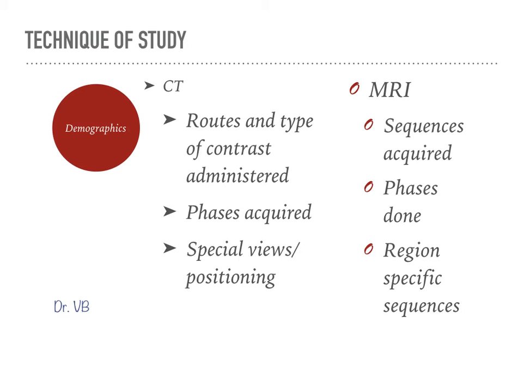As far as the MRIs are concerned, you need to document the sequences that you're taking and the phases that you have acquired. If you're doing, for example, a study of the pituitary, and you in fact also did a screening of the brain, it might be better to specify the sequences that you've done separately for the pituitary and for the screening of the brain.